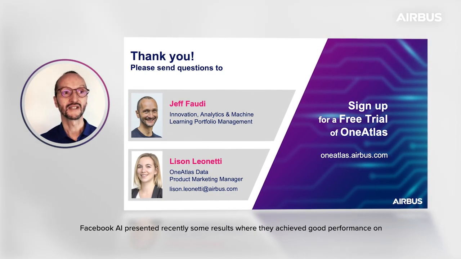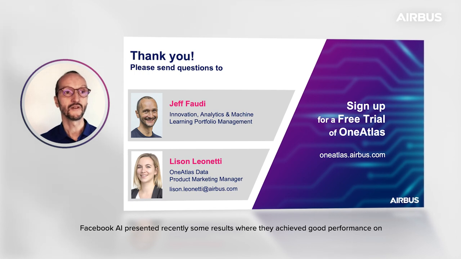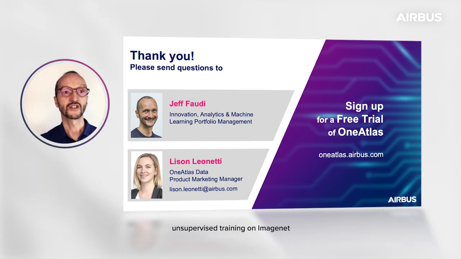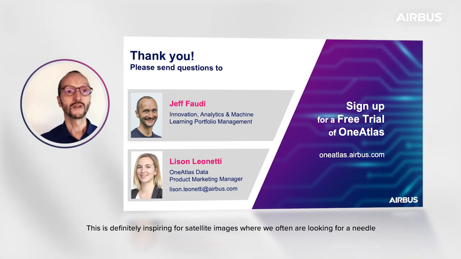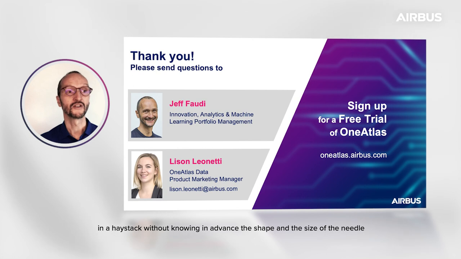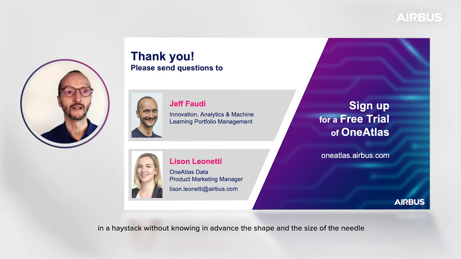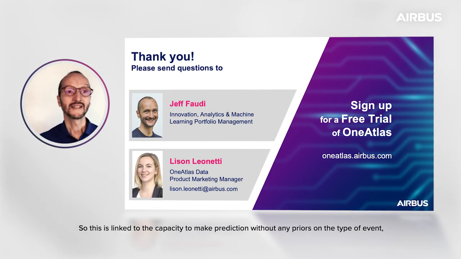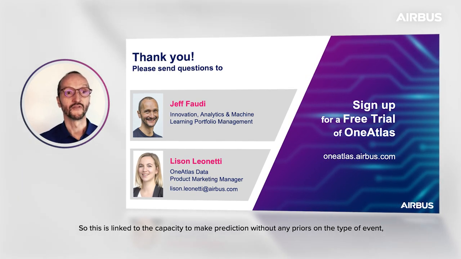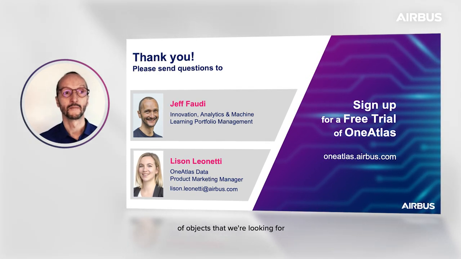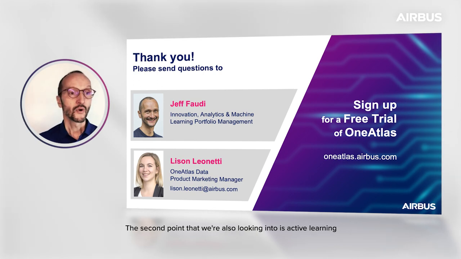Facebook AI presented recently some results where they achieve good performance on unsupervised training on ImageNet. This is definitely inspiring for satellite images, where we often are looking for a needle in a haystack without knowing in advance the shape and the size of the needle. So this is linked to the capacity to make prediction without any priors on the type of event or object that we're looking for. The second point that we're also looking into is active learning.